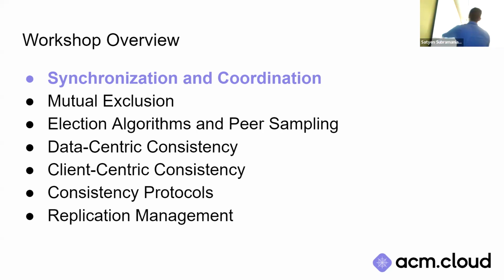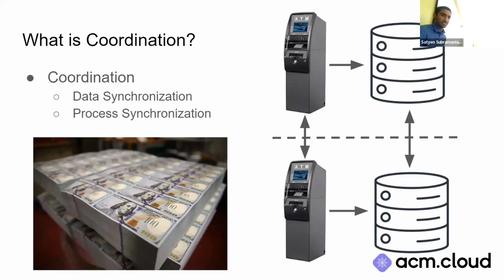But apart from that, some of the topics we're going to be covering today are listed here. So we're going to start off with synchronization and coordination. Then we're going to talk about mutual exclusion and how that's handled with a distributed system. We're going to talk through some election algorithms and peer sampling, and then talk about data-centric and client-centric consistency. And then we're going to get to some consistency protocols that are used to implement those. And then finally, talk about replication management. So let's jump into it.